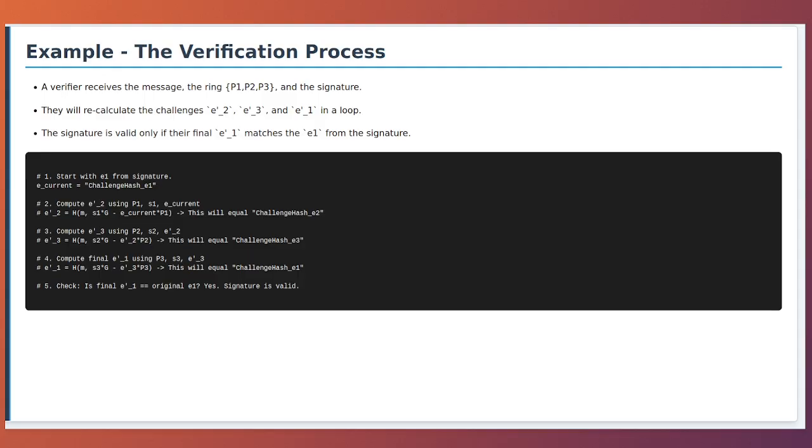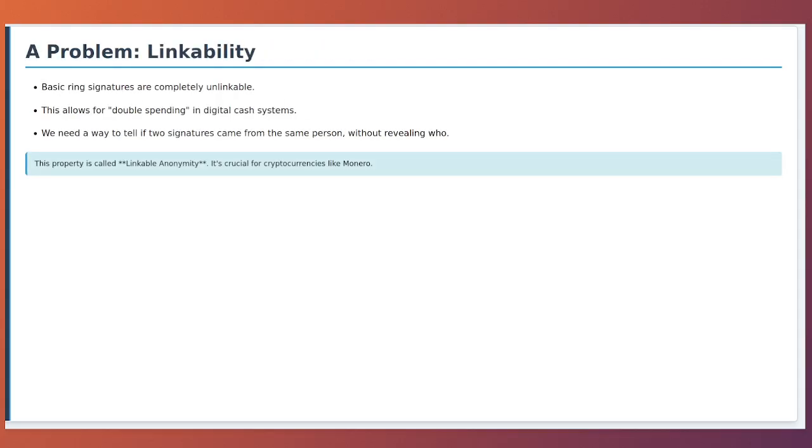The loop is closed, and the signature is proven valid. The verifier is convinced a member of the ring signed the message, but because S2 and S3 are indistinguishable from random numbers, they have no idea who it was. A problem: linkability. The ring signature we've described provides perfect, unconditional anonymity.